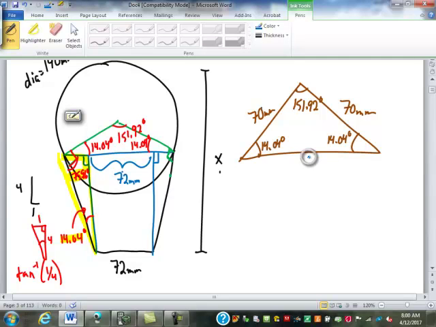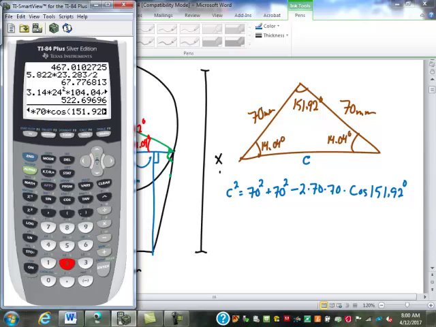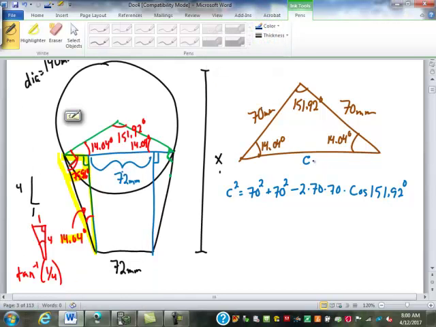I could use law of cosines to find this dimension if I wanted to. I know that, let me call that C, that C squared would be A squared, which is going to be 70 squared, plus B squared, which would be 70 squared, minus 2 times A, which is 70, times B, which is 70, times the cosine of the angle of 151.92 degrees. I get 135.818 millimeters there.